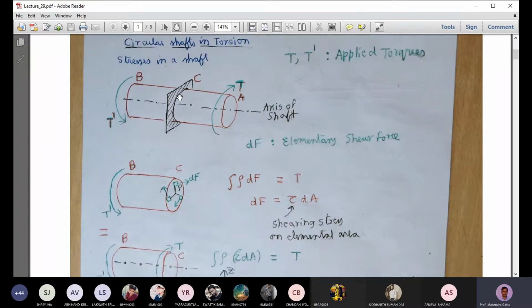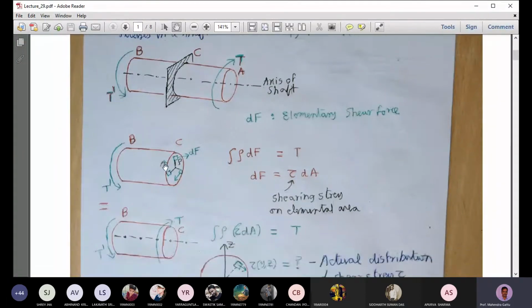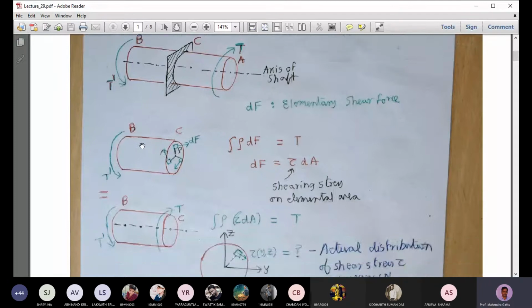So what we do is, at an intermediate cross section at C, we look at the cross section. We cut the shaft into two parts, and for the left segment we will see what is happening there. The free body diagram for the left segment is shown here. We have our twisting moment T prime at B, and on this surface there will be some stresses acting, and some corresponding forces developed on that cut cross section. Those forces are shown here.